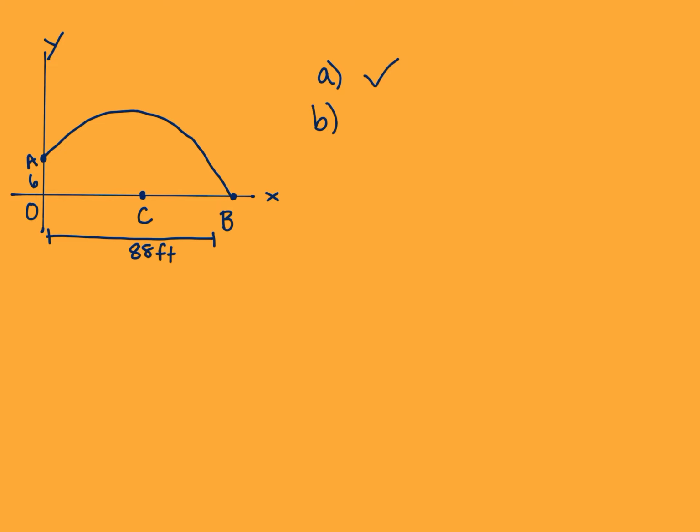Part B says, suppose that after 1 second, the ball is at its highest point of 22 feet and has traveled a horizontal distance of 44 feet. What are the approximate coordinates of the ball at the following values of t? I'm going to write mine in the form of a table to help me organize my thoughts.